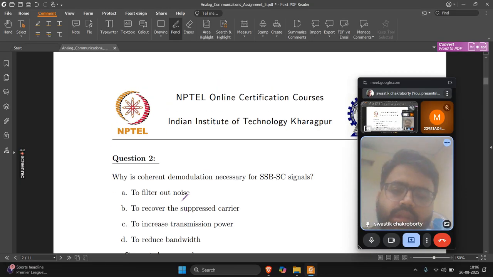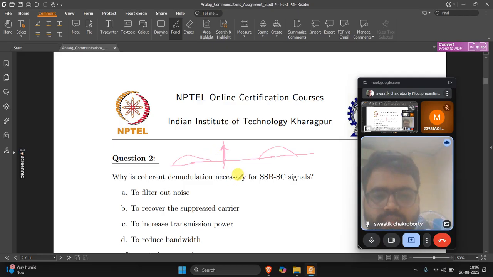Next, why is coherent demodulation necessary for SSB-SC, single sideband suppressed carrier? In the frequency domain, usually you have one carrier and two sidebands. Now in SSB-SC only one sideband is present. The carrier is not present because it is suppressed, and the other sideband is not present because it is single sideband.